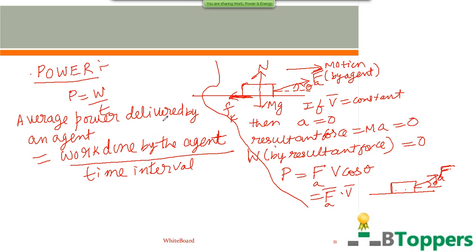So in general, average power delivered by an agent should be written as work done by the agent, means work done by the force applied by the agent on the body, divided by time interval. You should not write average power delivered by the agent equal to work done by the resultant force divided by time interval. You should write work done by the force applied by the agent on the body divided by time interval.